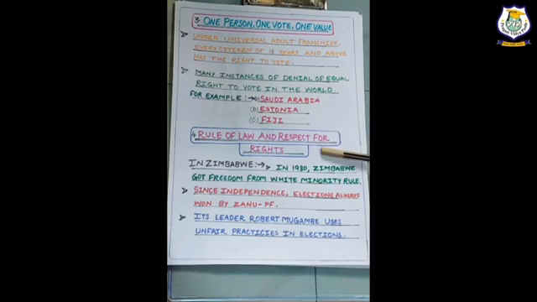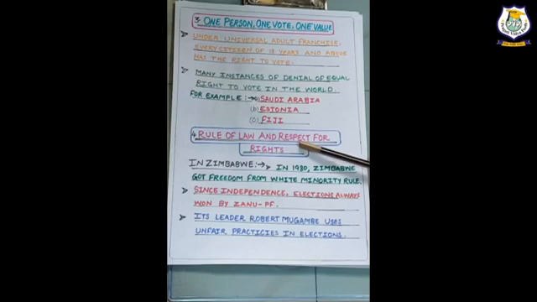Now we will move on to our next feature of democracy. This is rule of law and respect for rights. As we have already discussed, in a democratic government, every function is performed under the guidelines of the Constitution. It means the ruler of the country cannot impose his own will.